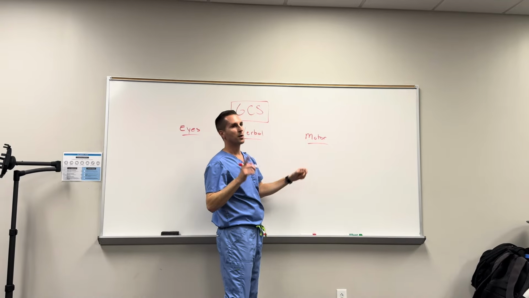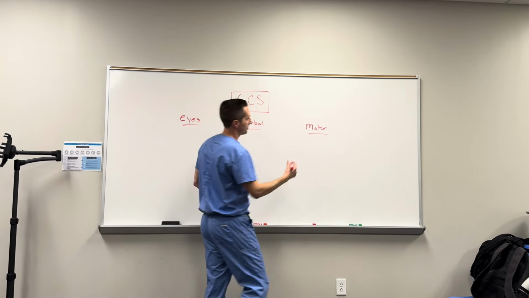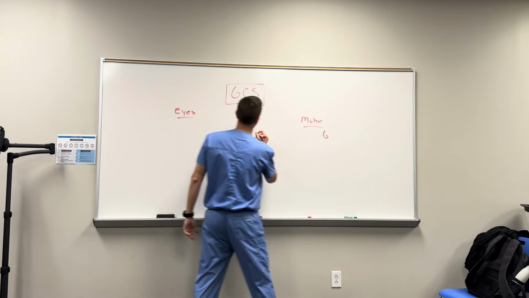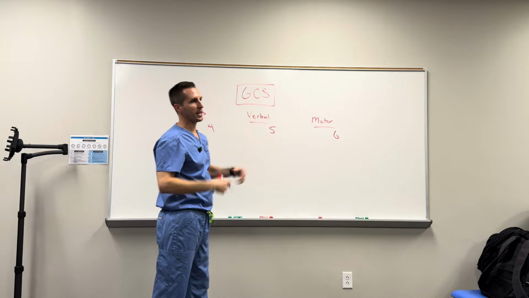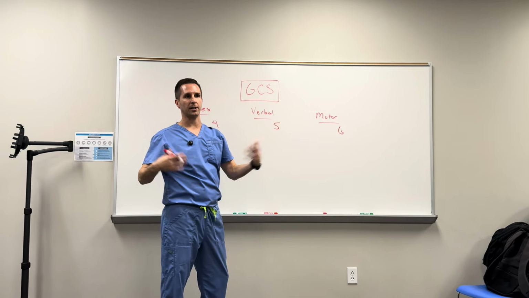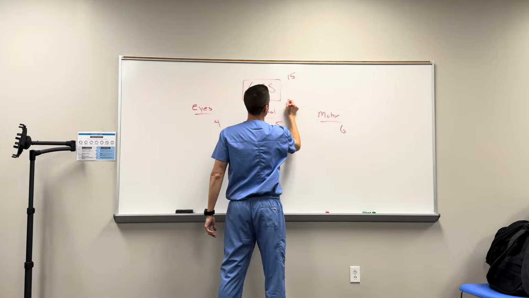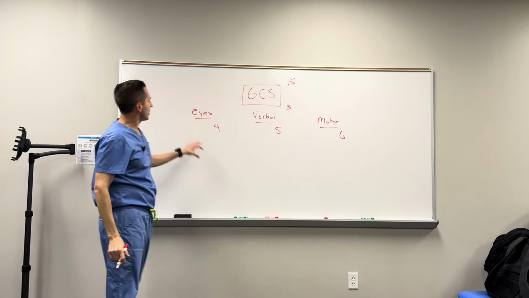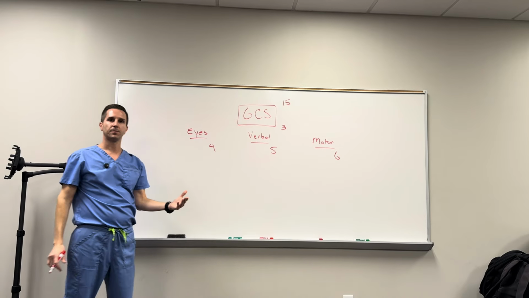Motor, okay? Which one's worth the most? Motor, okay? 6, 5, 4, okay? So what's the most I can get for being normal, walkie-talkie? Yeah, 15. And what's the worst? 3. Okay, so let's start with eyes. To have a 4, what do I need to do?